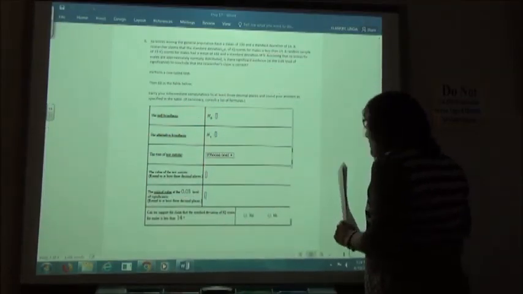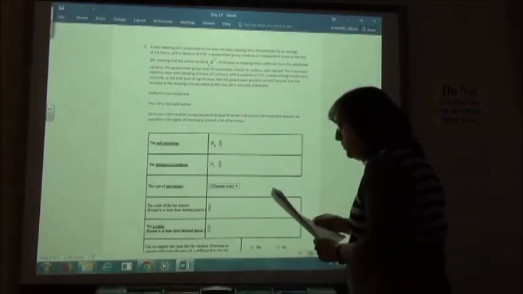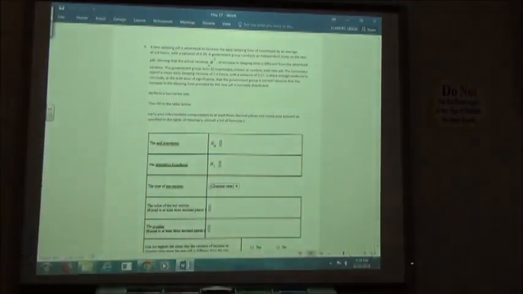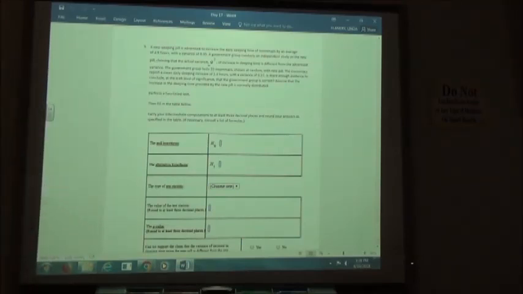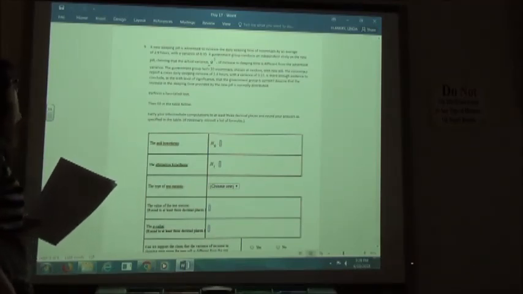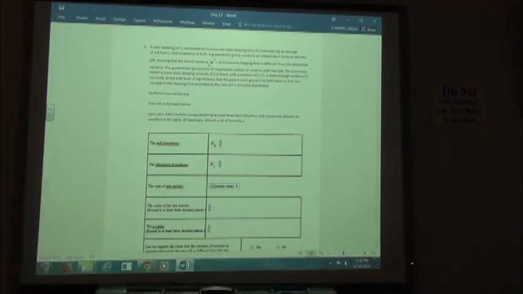All right, one last one on this page. Number 9. A new sleeping pill is advertised to increase the daily sleeping times of insomniacs by an average of 2.9 hours with a variance of 0.35. The government group conducts an independent study on the new pill, claiming that the actual variance of increase in sleeping time is different from the advertised variance. The government group tests 20 insomniacs chosen at random with the new pill. The insomniacs report a mean daily sleeping increase of 2.9 hours with a variance of 0.57.